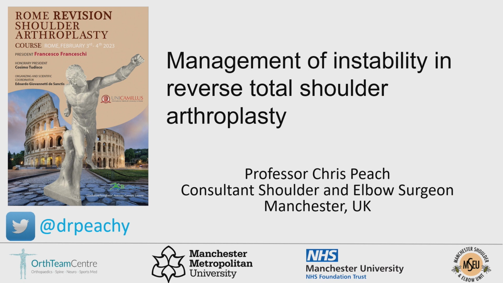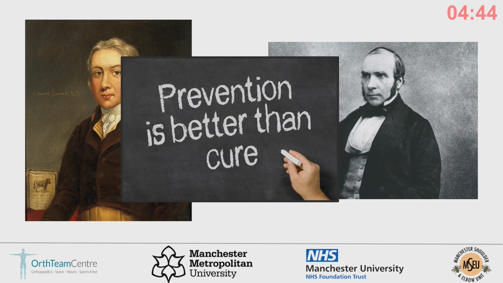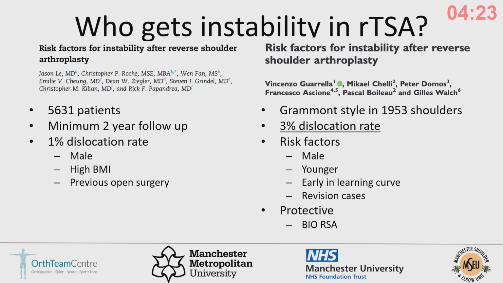So I'm going to introduce you to some greats from English preventative medicine. And following a theme this afternoon, Sir Edward Jenner and John Snow, who are influential preventive medical persons in England, suggest that prevention of instability is probably better than the cure. So I guess the good news about primary instability of reverse shoulder arthroplasty is that it's pretty rare, and it's getting rarer. Pascal Boileau presented their series noting a significant reduction from the first 10 years to the second 10 years. And that probably reflects all of our learning curves in doing this procedure.